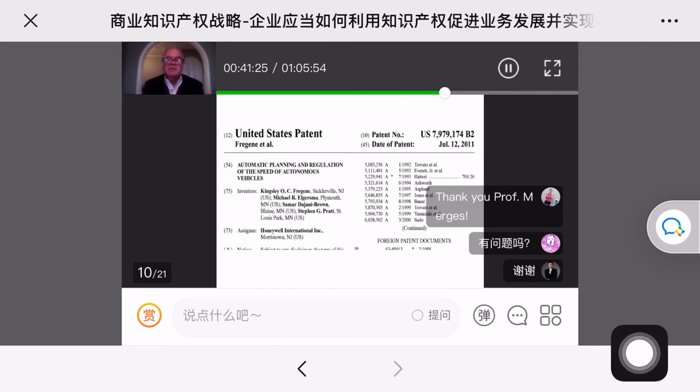It's 7979174. But the line to focus on is on the left. It's at the bottom. It says Assignee. You see that? It has that number 73, which is just the number describing that part of the patent. It says Assignee, Honeywell International Incorporated.